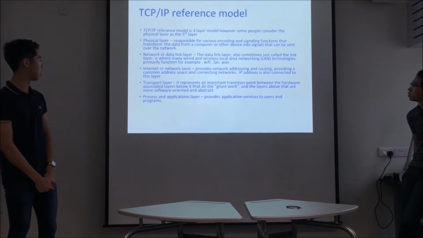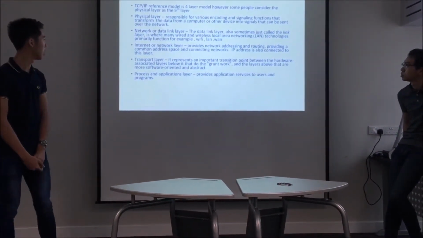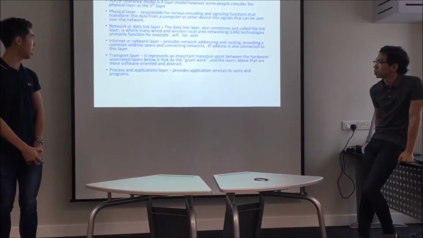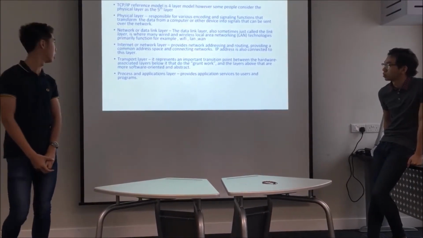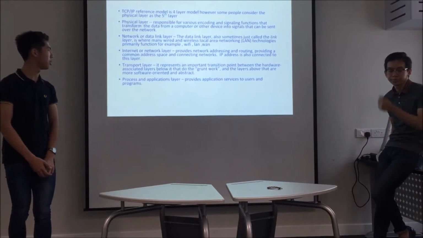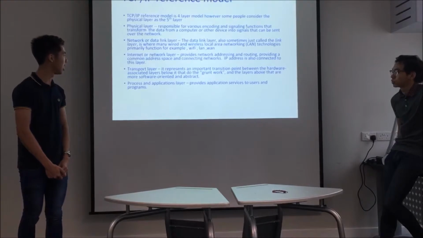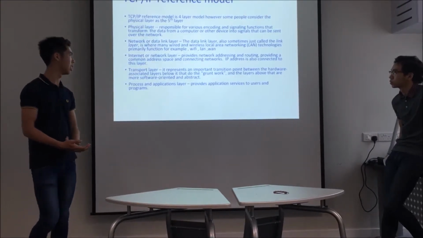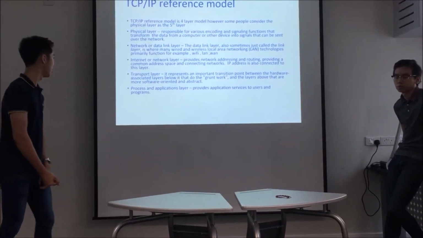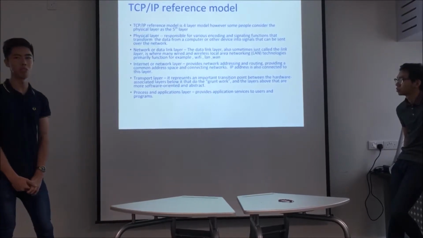The Internet or network layer provides a network address and routing, providing a common address space and connecting networks. The IP address is also connected to this layer. The transport layer represents an important transition point between the hardware associated layers below it, that do all the hard work, and the layers that are above, which are more software oriented. The process and application layer provides application services to users and programs.